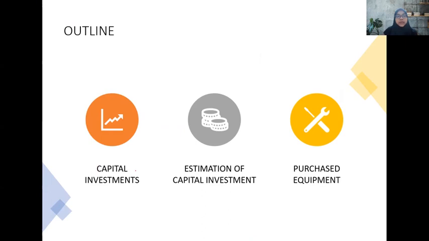First, we will cover the capital investment: what are the criteria, which items are categorized under the capital investment, and how to estimate the capital investment. And last, we will learn about the purchased equipment. The purchased equipment covers almost 50% of the total capital cost in certain project plans.